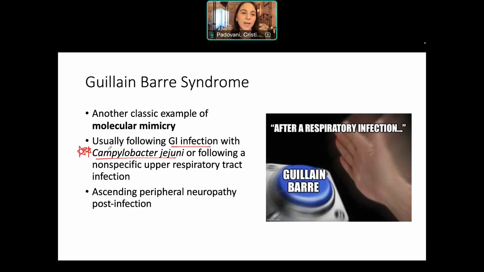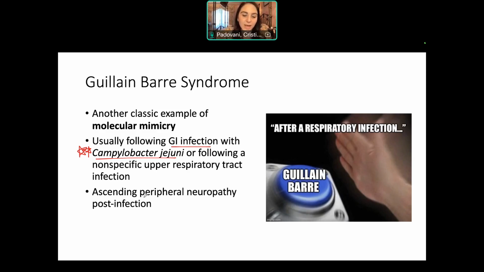And again, like I said, in vignettes, they won't say patient has Campylobacter jejuni. They'll say they had diarrhea for a week, no blood. It was just kind of a diarrheal illness. Or they've been sick. Two weeks ago, they had a sore throat, cough, congestion, stuff like that. So you can tell it's like a viral tract infection. And then about 2 weeks after this infection, they have this ascending peripheral neuropathy post-infection.